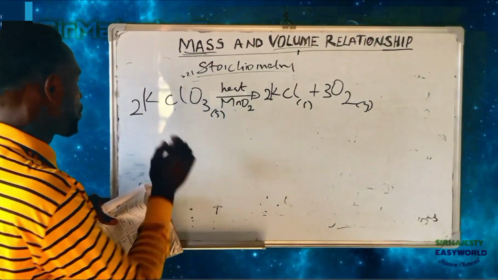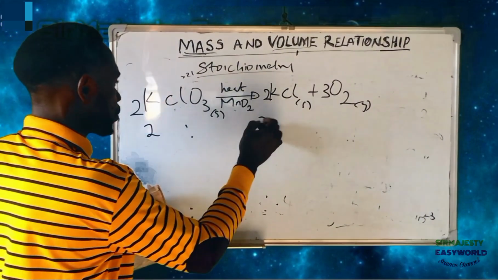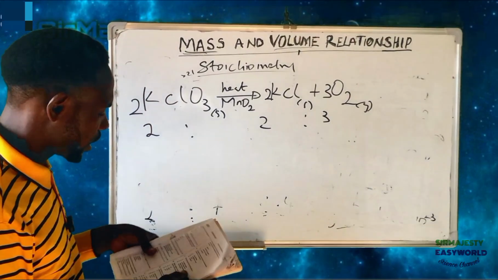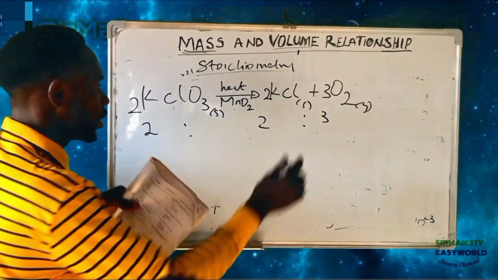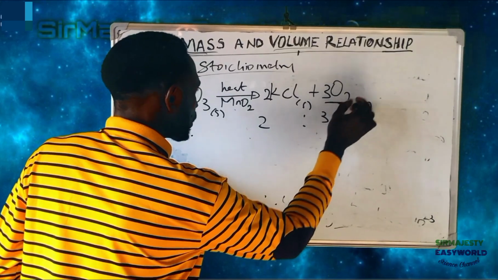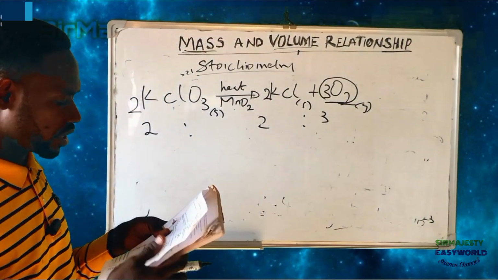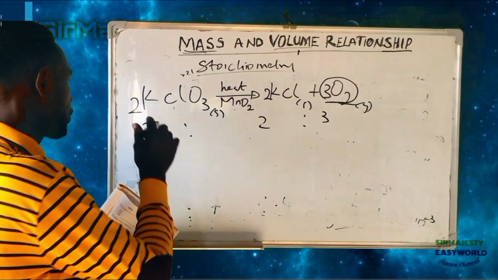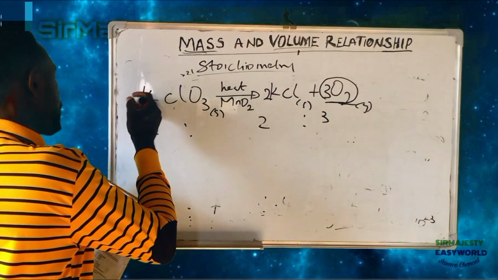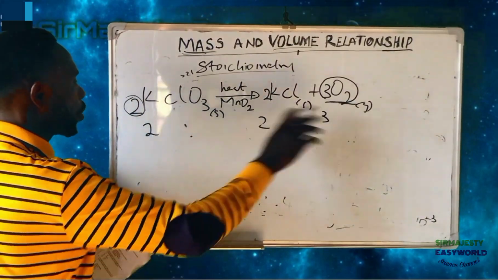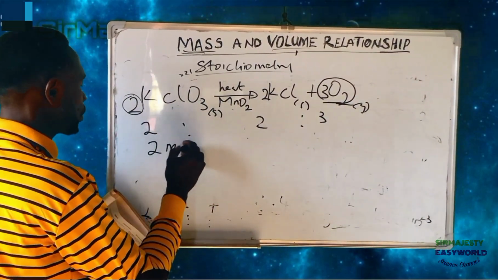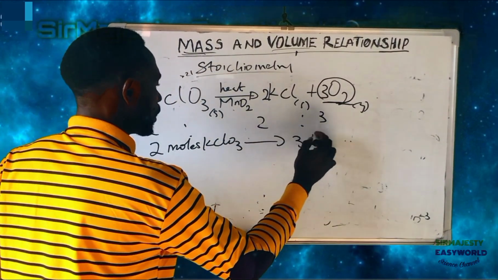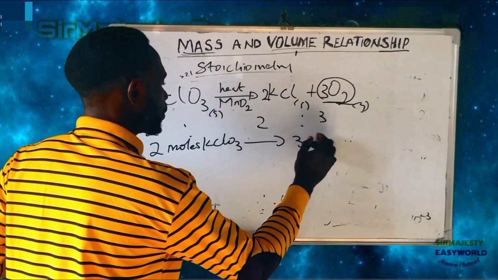What next? What are the mole ratios? What's the stoichiometry? 2:2:3. Now, what are the related species? Now, read the question again. They said the volume of oxygen. So you go and pick the related oxygen. Oxygen is to be calculated, the volume of oxygen produced from decomposition of 2 moles of KClO3. So we are going to be working with 2:3. So among all these, our concern now is 2 moles KClO3 will produce what? 3 moles of oxygen at STP.